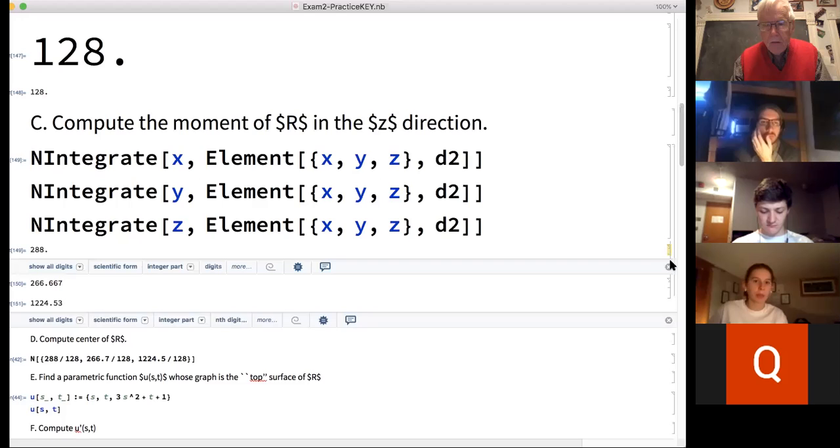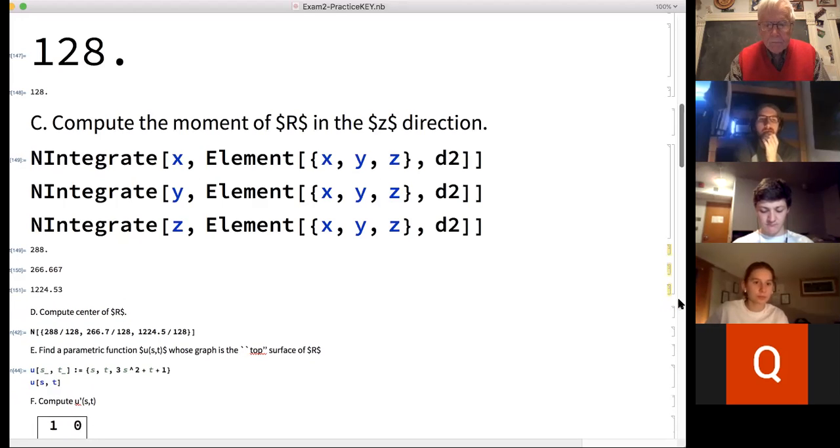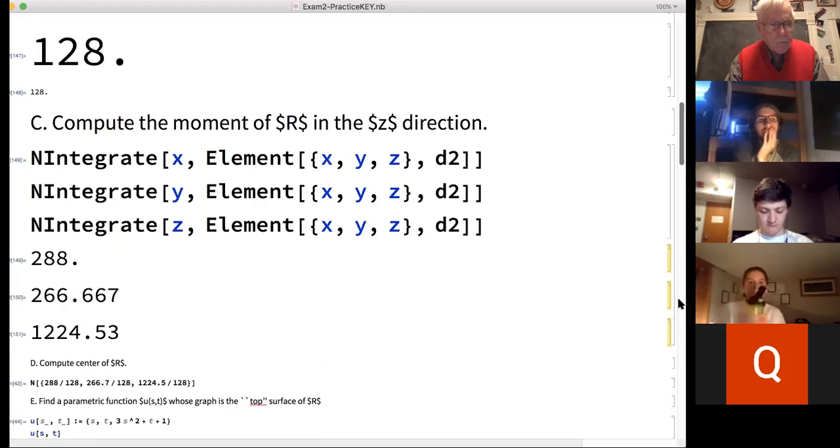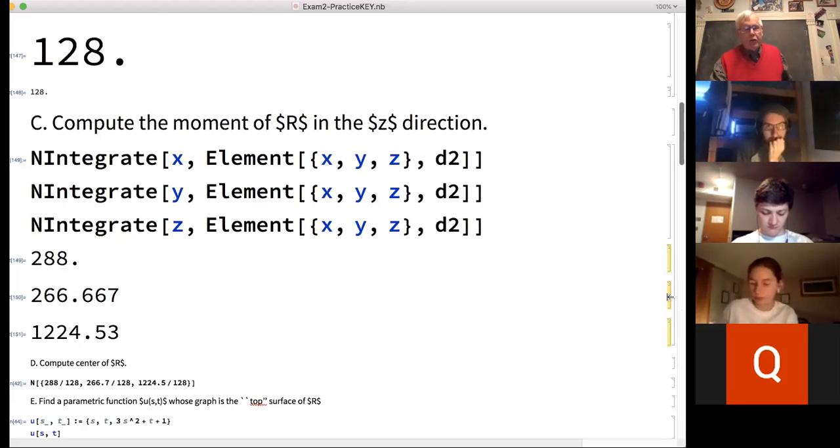So for these, you integrate, so the moment in the x direction is 288, the moment in the y direction is 266.7, and the moment in the z direction is 1,224.5. So these moments are good for computing centers. These are called the first moments.